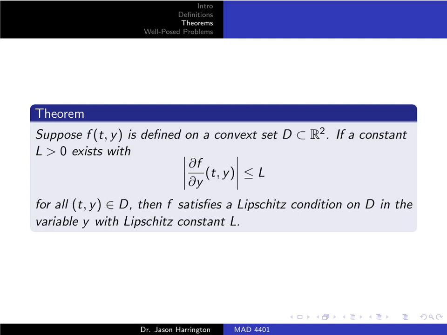Now next, suppose that f of t comma y is defined on a convex set D, a subset of the reals again. If there's a constant L that exists such that the derivative of f with respect to y is less than L for all values t and y inside of D, then f satisfies the Lipschitz condition on D in the variable y with the Lipschitz constant L. So you can see that if I take the derivative of f with respect to y and that whole thing is bounded, then we have the Lipschitz condition on f over D. So let me give you an example for that.